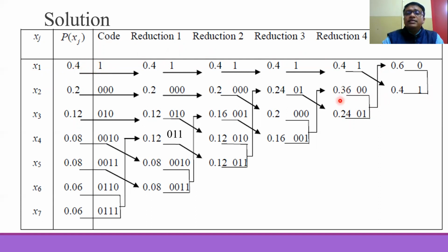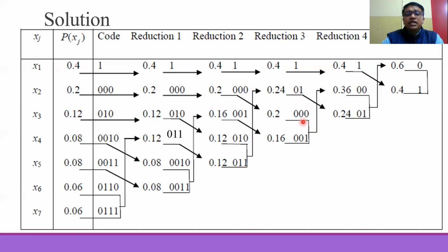Similarly, this 0.36 has originated from these two. So the first two bits obviously will be 0 0 for these two. You can see 0 0 for these two, and 0 0 for this one also. The top one is assigned a 0, the bottom one is assigned a 1. And this 0 1 has originated from this, so 0 1 is there.